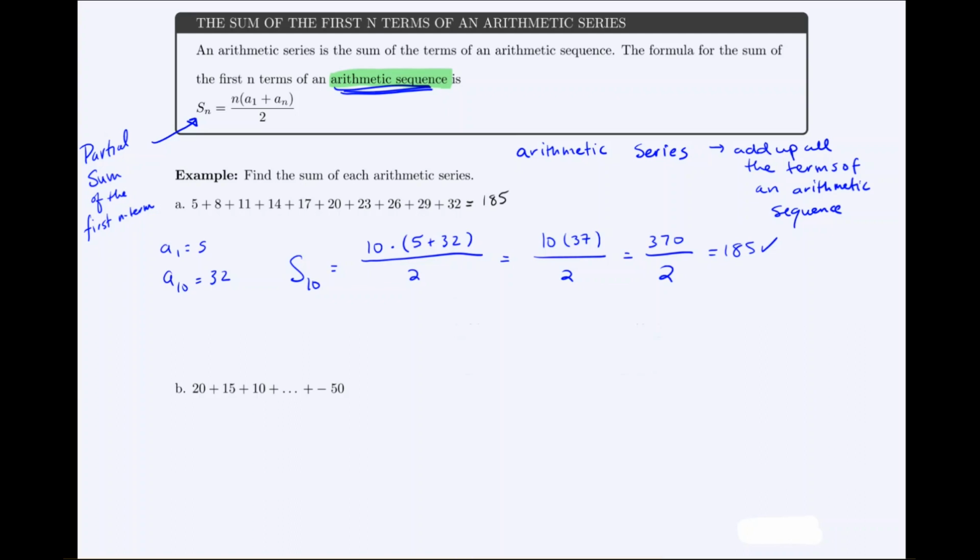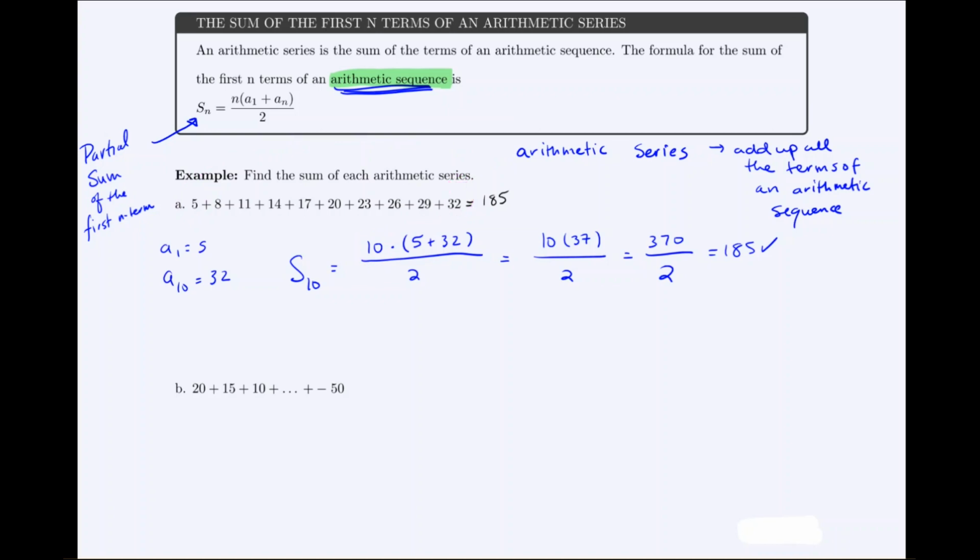So how would you use this formula? First, you need to realize that the terms that you're adding together come from an arithmetic sequence, where each term is a common difference from the other. In this case, we were told we were dealing with an arithmetic series, so that was given to us. Then you need to know the first term and the last term, and add those together. And then you need to know the order of this last term, because that's what you're going to multiply on the outside. So we had to count and see that this is the 10th term.